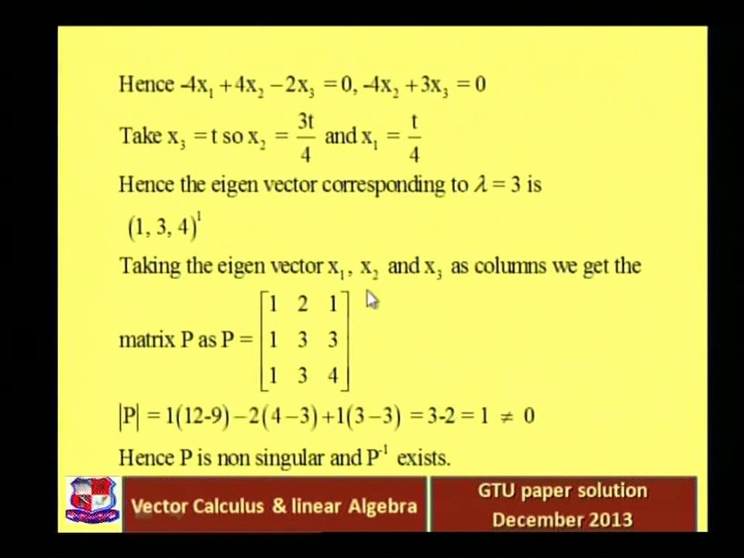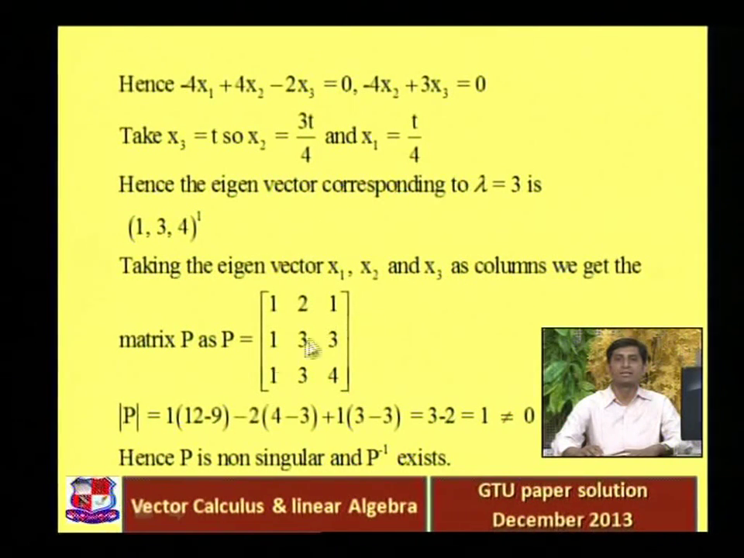Taking the eigenvectors x1, x2 and x3 as columns, we get the matrix P. This first column is for the first eigenvector. What is our eigenvector corresponding to lambda equal to 1? It is 1, 1, 1, which is the first column. What is the eigenvector corresponding to lambda equal to 2? That is 2, 3, 3. So this is the second column, and the third column is for the eigenvector corresponding to lambda equal to 3.